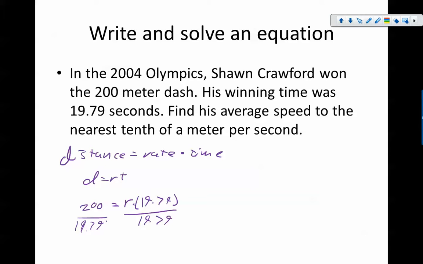And with a decimal like this, it's probably a good opportunity to use your calculator to figure this one out here. So we've got 200 divided by 19.79. Which is, the rate is 10 point, and then it says to the nearest tenth of a meter, so that's just one decimal point. So this is 10.10, or rounded to 10.1 meters per second.